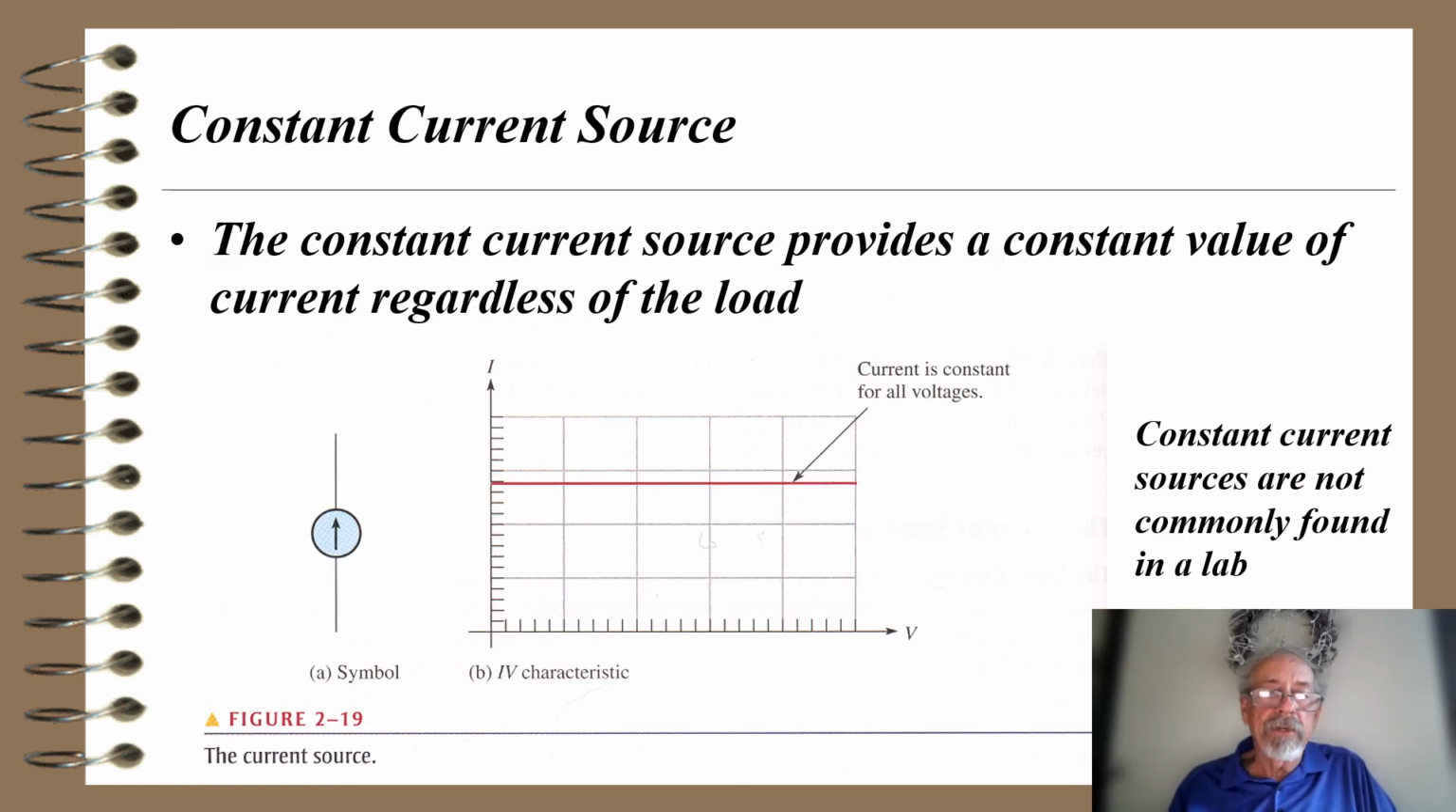So one that you don't find too commonly, but we talk about it in electronics, is a constant current source. And it's shown as a circle with an arrow in it. And usually what will happen is the amount of current would be listed next to that circle. The constant current source provides a constant value of current regardless of the load. Constant current sources are not commonly found in a lab.